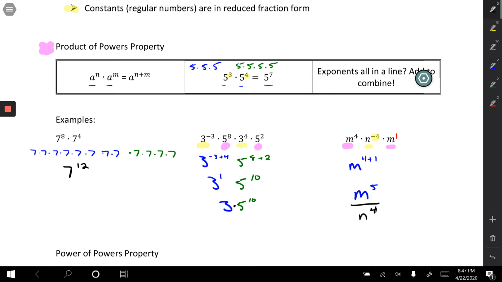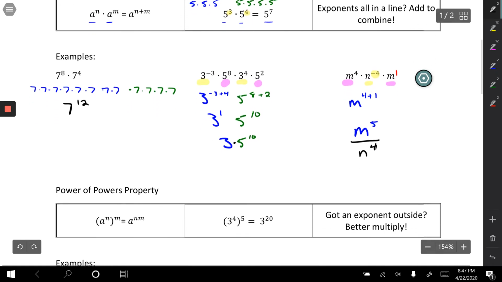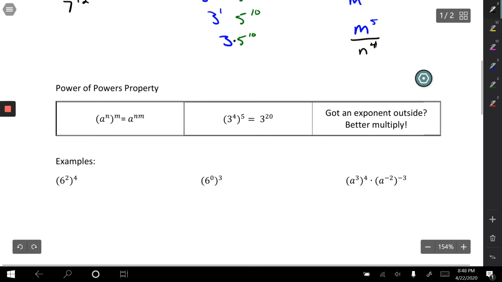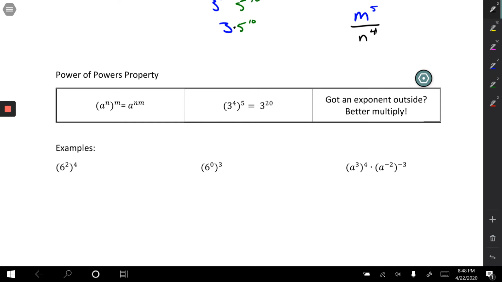Okay, so if my exponents are all in a line, I can add them to combine. Let's take a look at our next property. This is the power of powers property. Now, what we can see for this one is that this is a property that happens with parentheses, right? So if we are using our powers property, we're going to see parentheses surrounding a power. And in this case, I've got a to the n, which is a power in and of itself, but that's all raised to the m power.